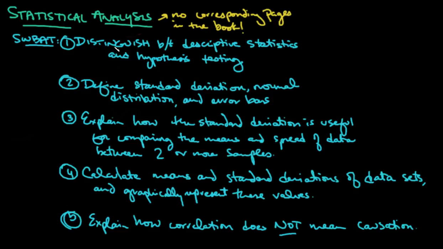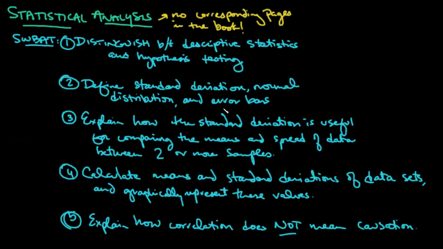What you need to be able to do is distinguish between descriptive statistics and hypothesis testing. You might know a little bit more about descriptive statistics than you realize, but hypothesis testing, my guess is that you may not know that well. The second one is to define standard deviation, normal distributions, and error bars. Third is to explain how standard deviation is useful for comparing the means and spread of data between two or more samples. And four, calculate the means and standard deviations of data sets and graphically represent those values.